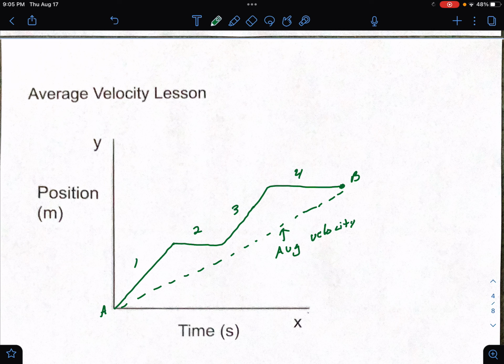If you want to find average velocity, all you need is the 2 points from the graph, and then you can throw them into your slope formula: m equals y2 minus y1 over x2 minus x1.